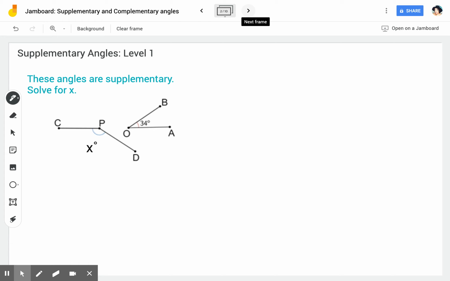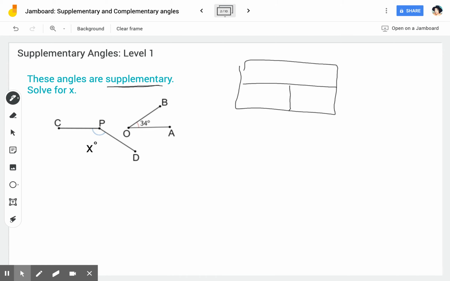How do we work with these? Well, level 1 supplementary angles tell you that angles are supplementary and they have you solve for x. So this is what we expect to see in your notebooks. We're going to do a part whole box. And supplementary means that the whole thing is equal to 180 degrees.